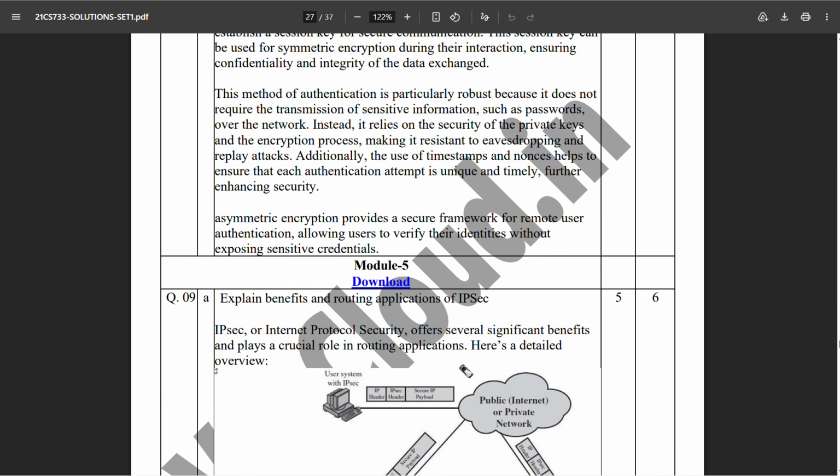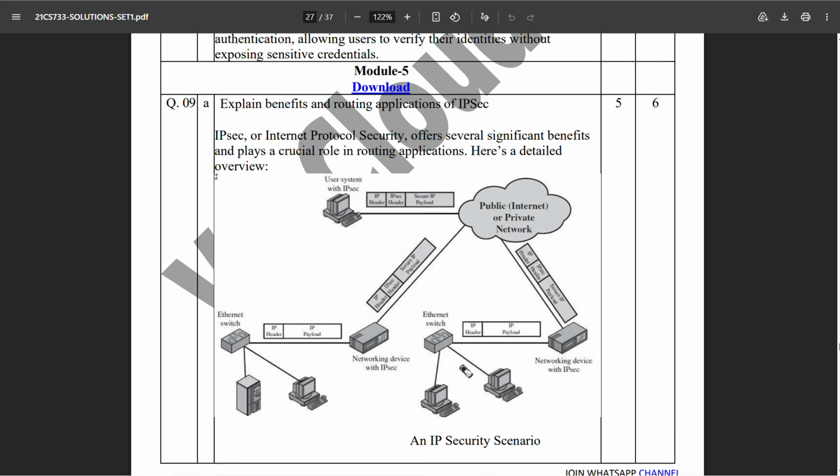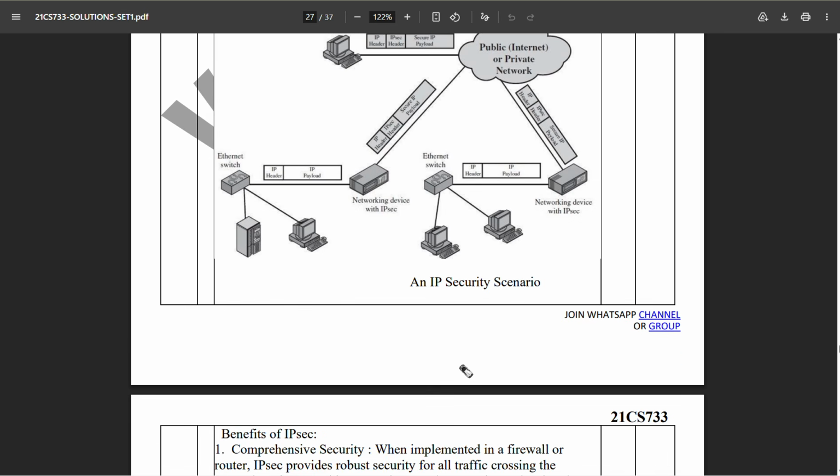Coming to module 5, ninth question. Explain the benefits and routing applications of IP security. This is the diagram for the IP security scenario. Diagram is a must in each question, every question, if a diagram is there.